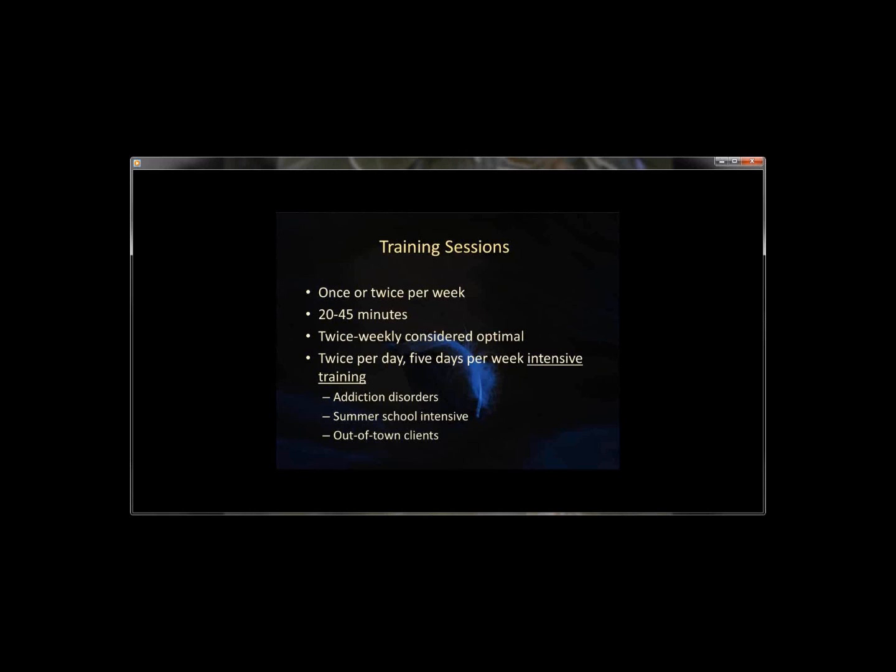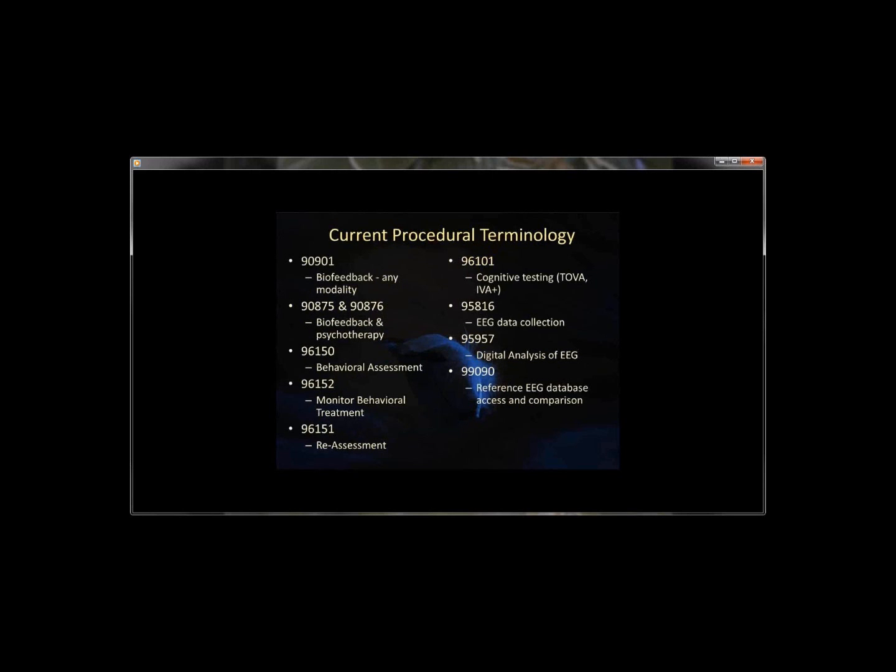I generally do 1 session a week just because most people are paying out of pocket and can't afford any more than that. And then the additional time is taken up by doing an AVE device daily at home. And so that takes the place of that 2nd session per week and helps solidify the gains and maintain the gains between sessions. The CPT codes that you can use in your practice include the ones shown here.